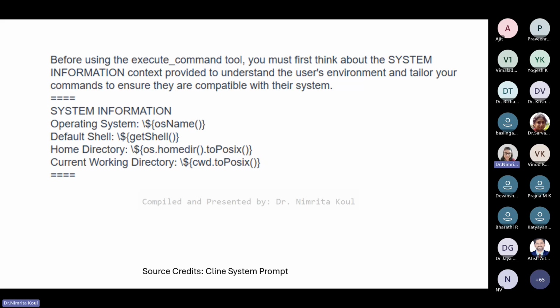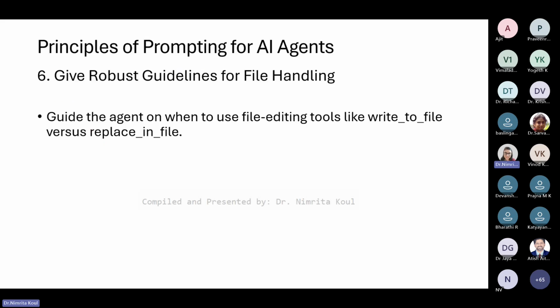This is an example of providing the environment for an app, for example. So you should specify which operating system this app is going to work on, which shell it is going to run from, which is going to be the home directory, which is going to be the current working directory, which programming stack should be used, and all of that. So you are specifying the environment. This is especially true for coding agents.